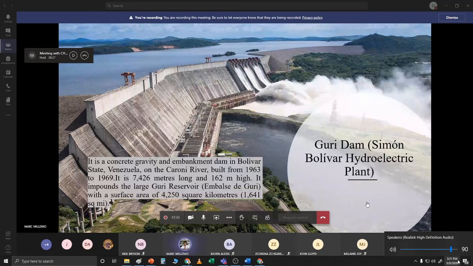So yun po. Ang next po ay Guri Dam. It is a concrete gravity embankment dam in Bolivar State, Venezuela on the Caroni River. Venezuela din yan. It is built from 1963 to 1969. It is 7,426 meters long and a height of 162 meters. It impounds the large Guri reservoir with a surface area of 4,250 square kilometers.